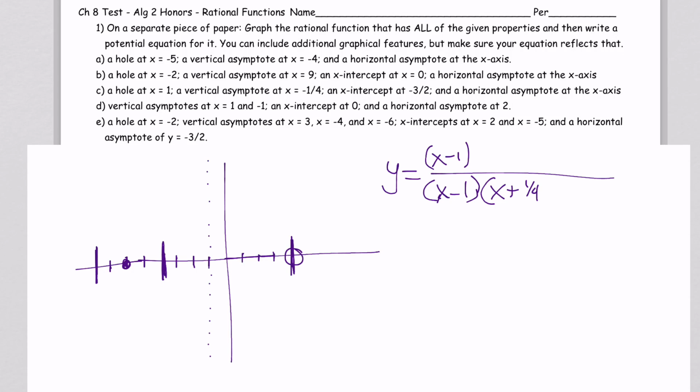Horizontal asymptote again at the x-axis. I should put my x-intercept in there. So it's at negative 3/2, which means I need an x plus 3/2 in the top right there. Alright, currently this thing would have a horizontal asymptote at y equals 0, and I need one at the x-axis, which means I need the degree of the denominator to be larger.